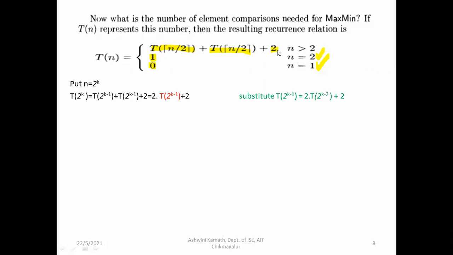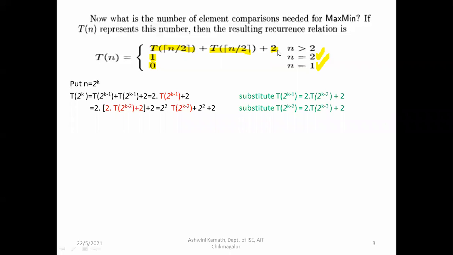So T of 2 to the power of k, that is T of n, is equal to T of n by 2 plus T of n by 2 plus 2. It becomes T of 2 to the power of k minus 1 plus T of 2 to the power of k minus 1 plus 2, which is equal to 2 into T of 2 to the power of k minus 1 plus 2. Substitute T of 2 to the power of k minus 1 is equal to 2 into T of 2 to the power of k minus 2 plus 2.